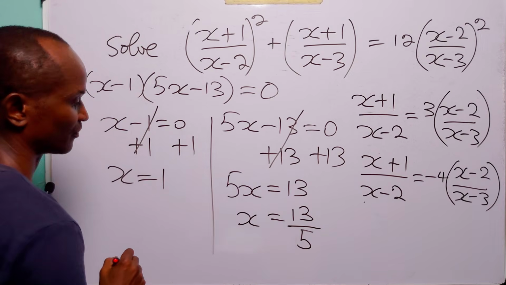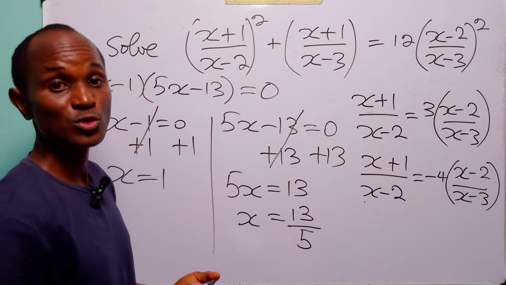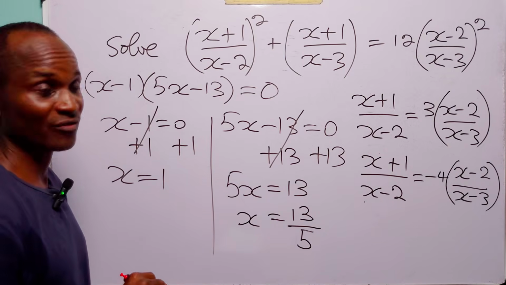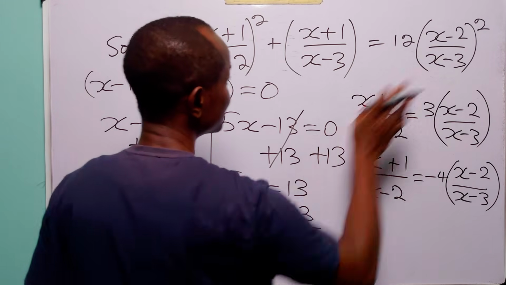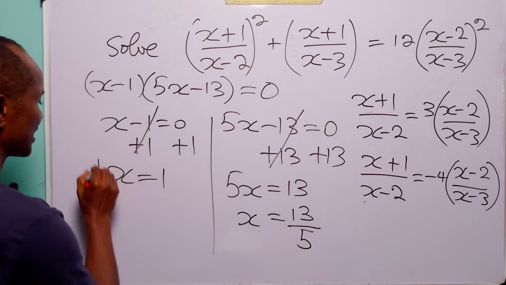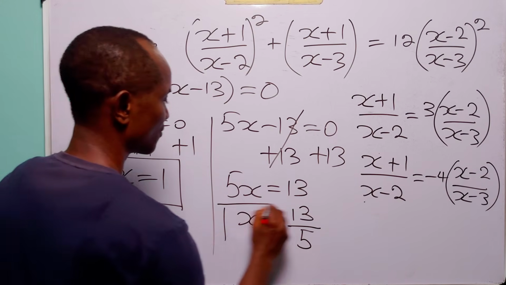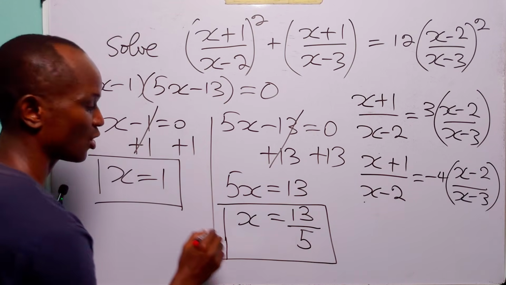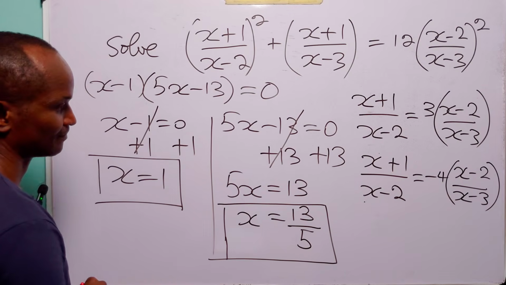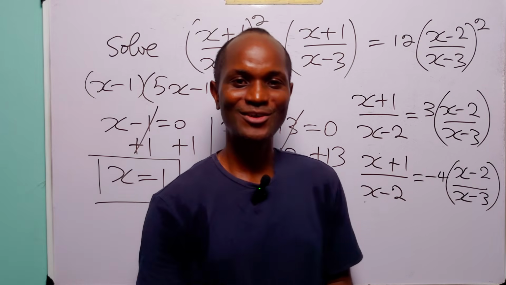So we have that the two real values of x that satisfy this rational equation are x equal to 1 and x equal to 13 over 5. And with that, we come to the end of this tutorial.